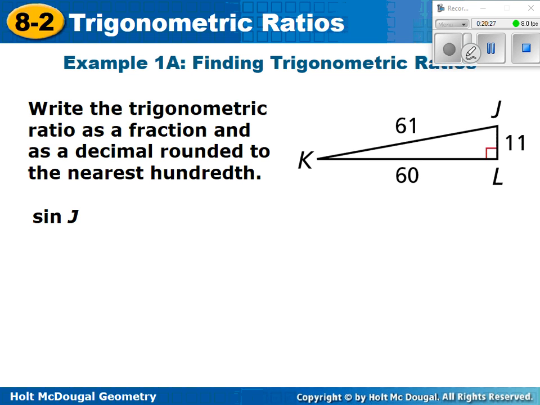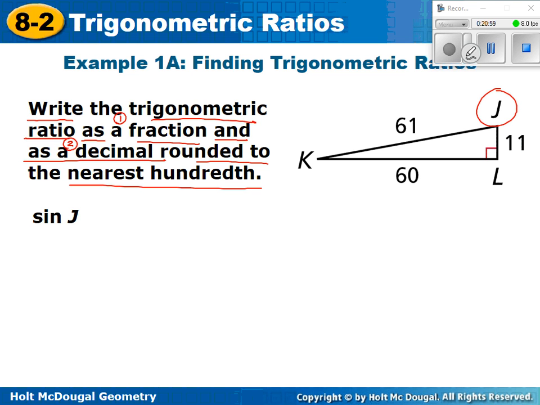So first example in your notes, all it says is write the trig ratio as a fraction, number 1, and as a decimal, number 2, rounded to the nearest hundredth. So all they want you to do is use these trig ratios to find out what is the sine of J. Okay, so we're going to go first of all to angle J. The very first thing you need to do is figure out which side's the opposite, which side's the hypotenuse, and which side's the adjacent, or you can't work the problem correctly.